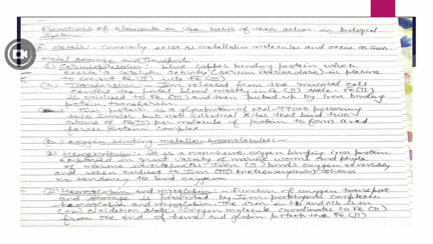The first is ceruloplasmin. We know these proteins by the name blue proteins, blue copper binding proteins, which exert a catalytic activity named ferroxidase, which is present in the plasma, and it converts iron 2 into iron third state.